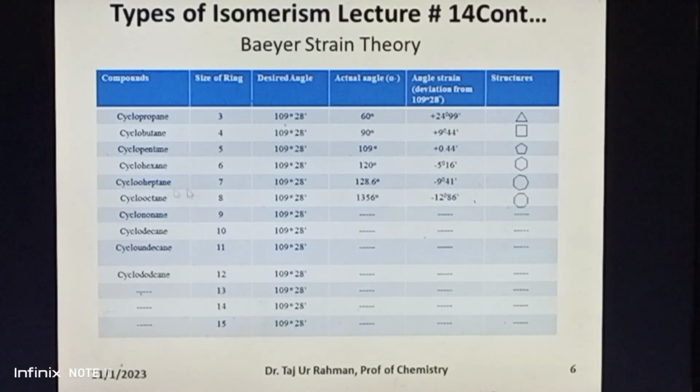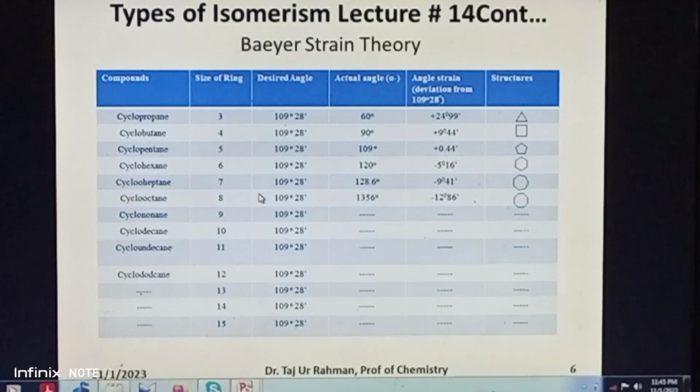This table shows the cycloalkanes, their ring sizes, the desired angle, the actual angle alpha, the deviation from the normal tetrahedral bond angle of 109 degrees 28 minutes, and the structure of cycloalkanes.